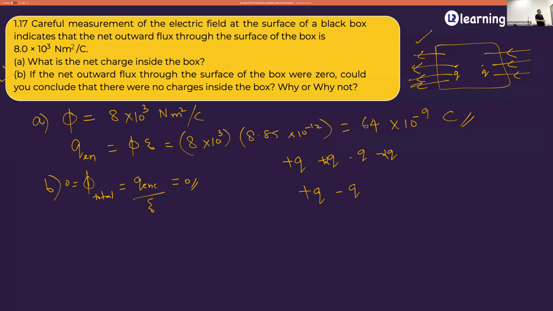The net outward flux through a surface of a box was 0. Can you conclude that the total charge that was present inside is 0? That is what the question means. So if the total charge had been 0, first of all, you cannot talk about the outward flux.